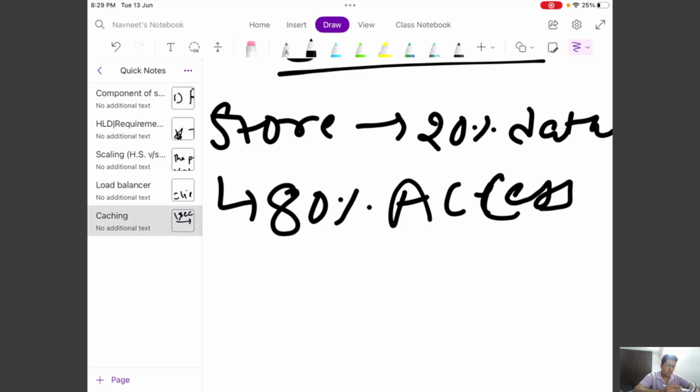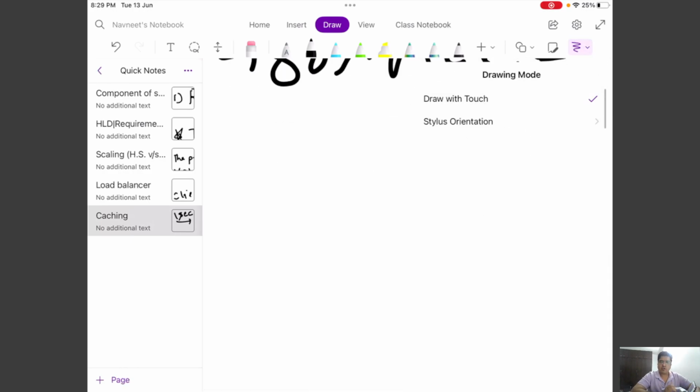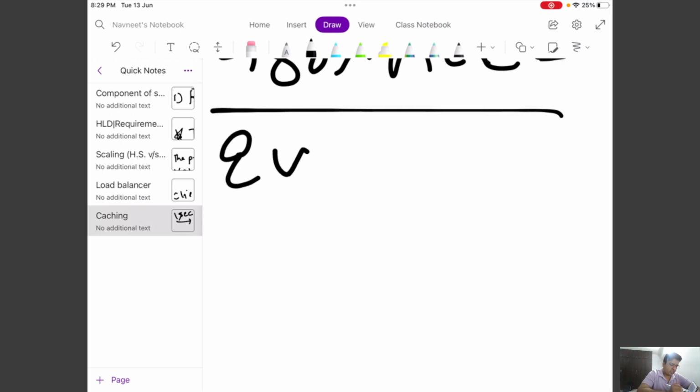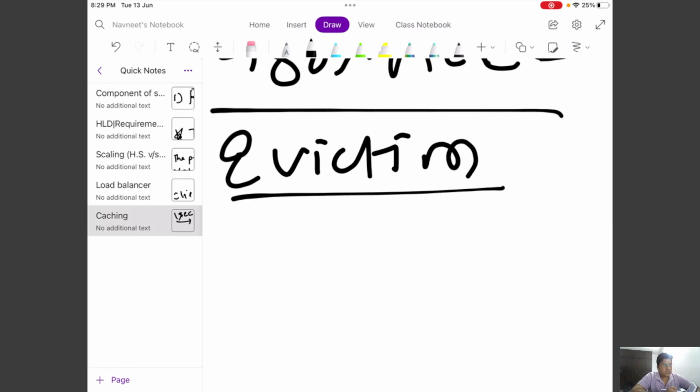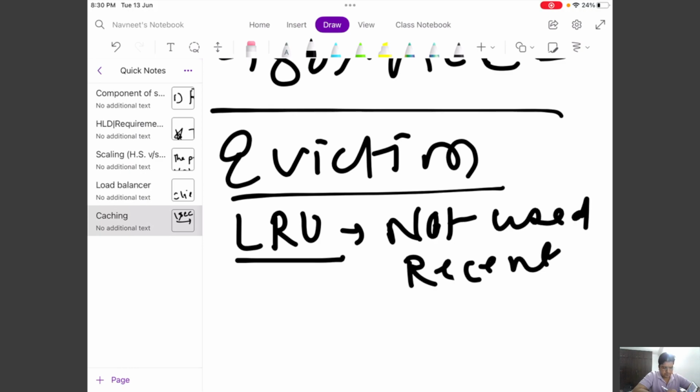Now suppose you have a cache and you want to save data into it. How will eviction happen? How will you do cache eviction policies? So we have LRU, which means least recently used, meaning whatever is not used recently, you have to evict it.